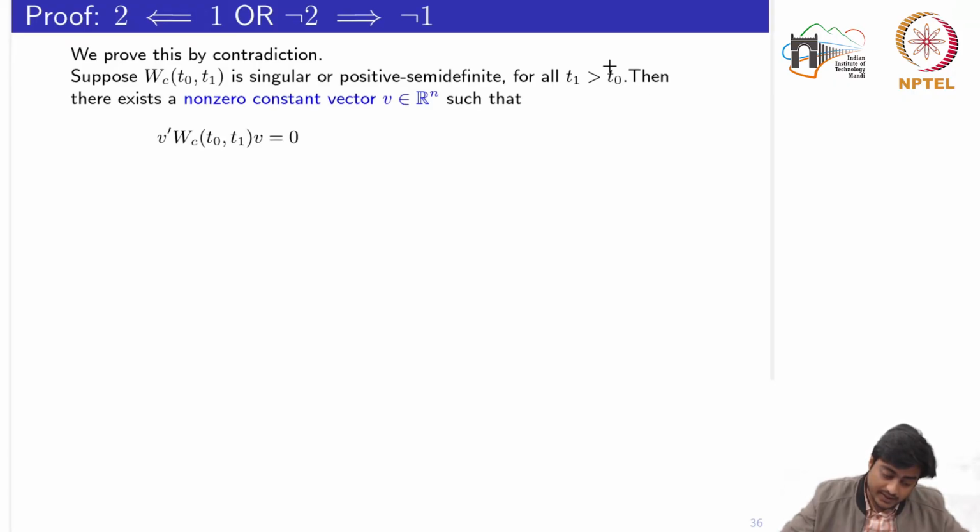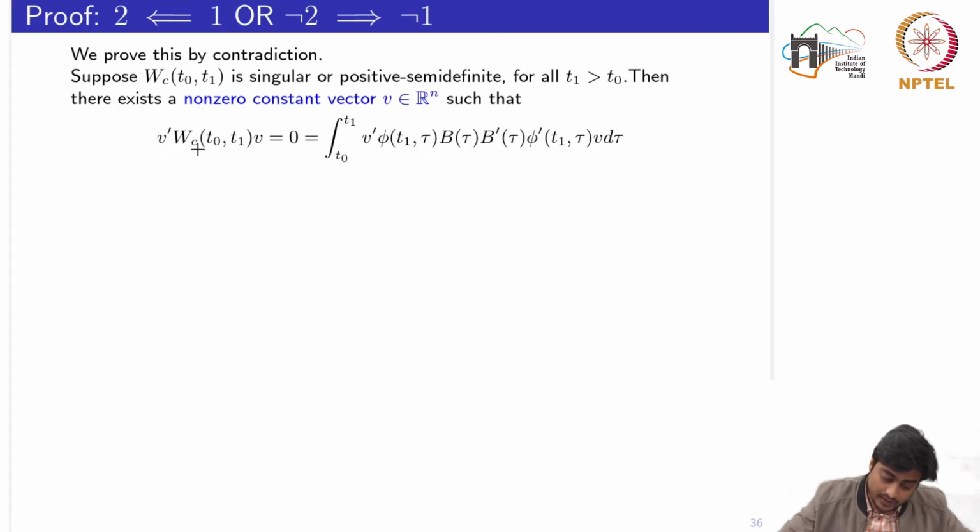What does it mean? That there exists a non-zero vector v such that v transpose WC v is equal to 0. This is nothing but the quadratic form we had studied in the week of stability. Because if this matrix is positive semi-definite, then there exist some non-zero vectors v, not necessarily 0, but still the quadratic form could be 0. Or I could write this as norm v squared with a weighted matrix WC t0 comma t1 equals 0. WC is basically the weight.